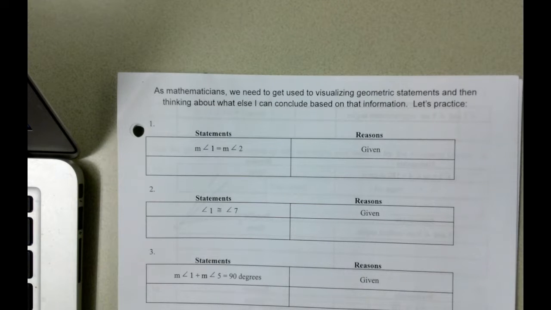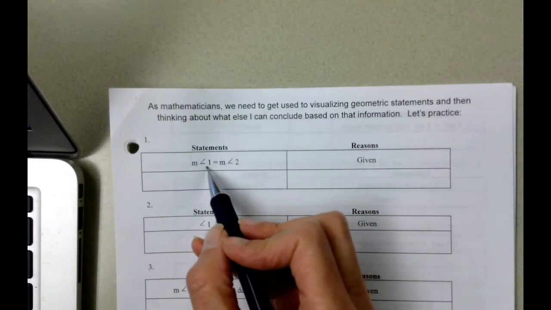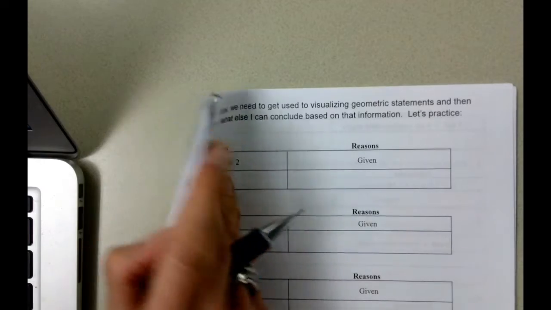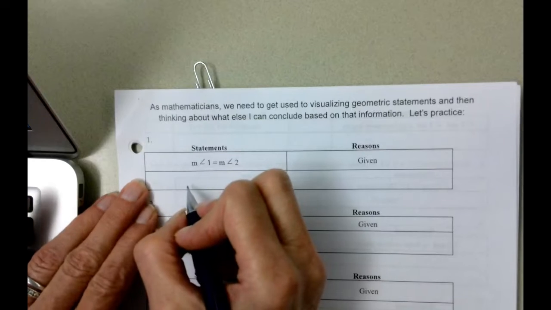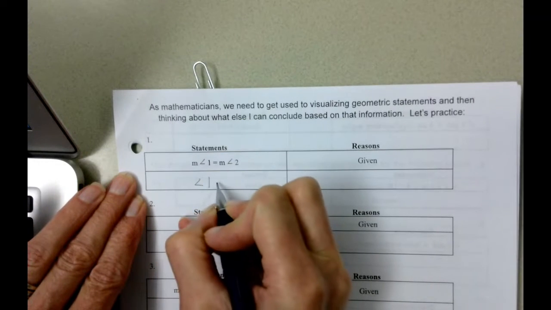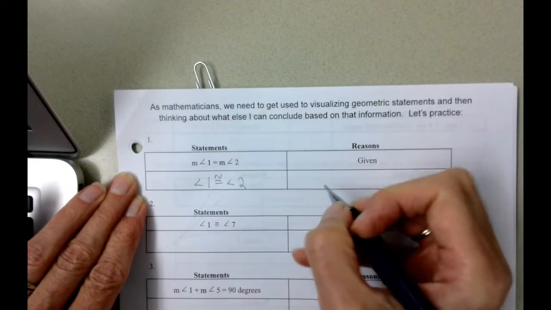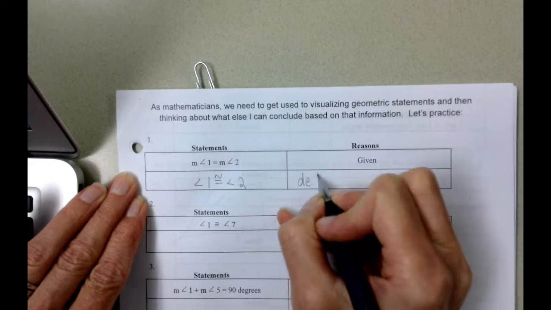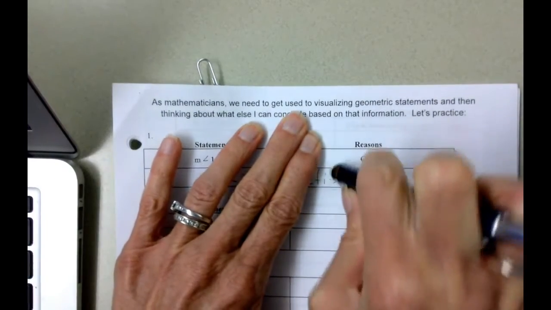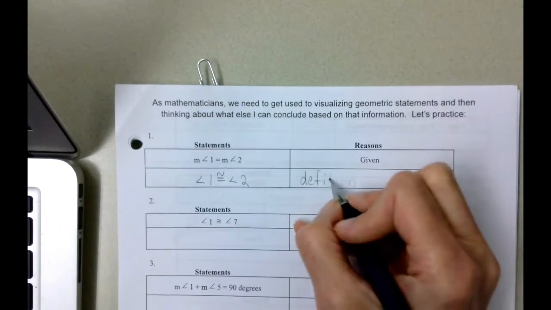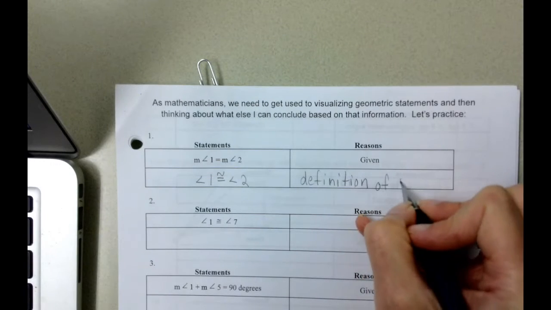So in this first example here, this says the measure of angle 1 equals the measure of angle 2. What we can also say about that then is that angle 1 is congruent to angle 2. And the reason is the definition. Got to spell it right. Definition of congruence.